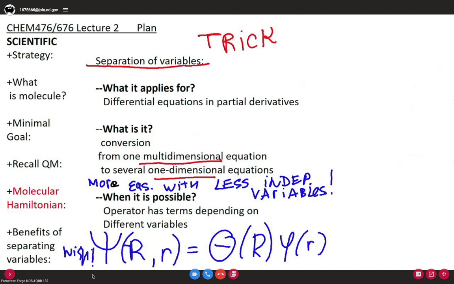And I may not follow my own notations, but whenever I remember, I will try to use phi for the electronic and theta for the nuclear wave function, and R capital for positions of nuclei, and lowercase for electrons.